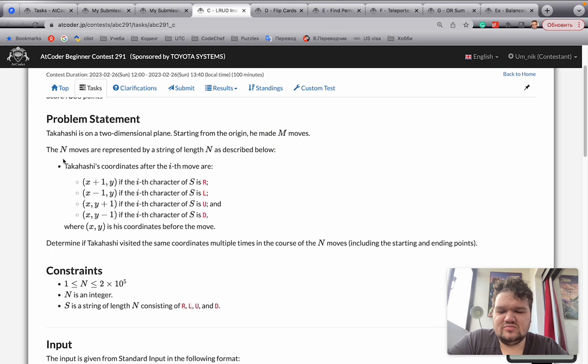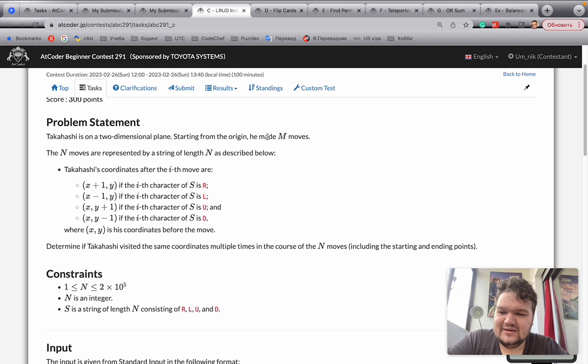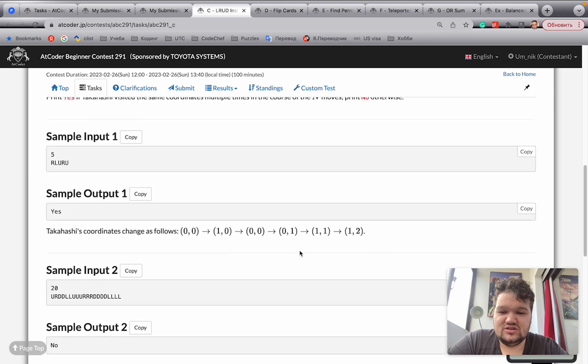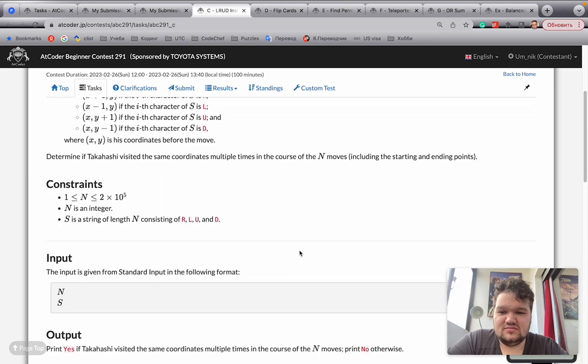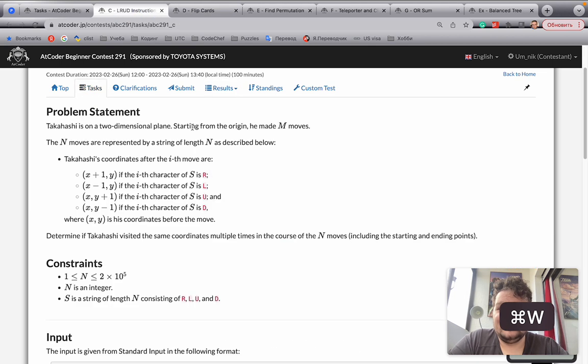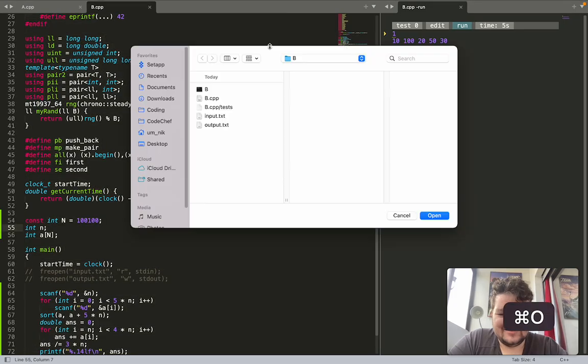Problem C. He made m moves, but the n moves are represented. Okay, so we are given moves: right, left, up, down. Determine if Takahashi visited the same coordinates multiple times, including the start and end points. Just yes or no? Okay, so just implement exactly what's written and put all the points we visited in a set. So problem C is also not interesting.